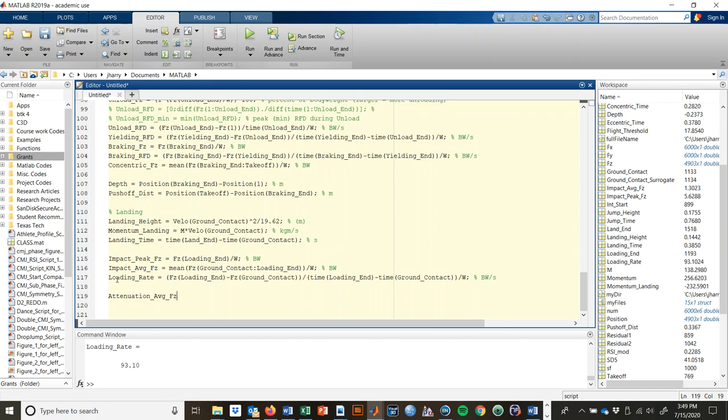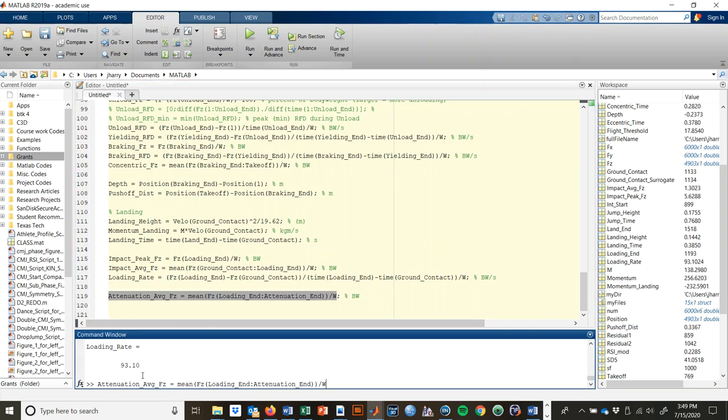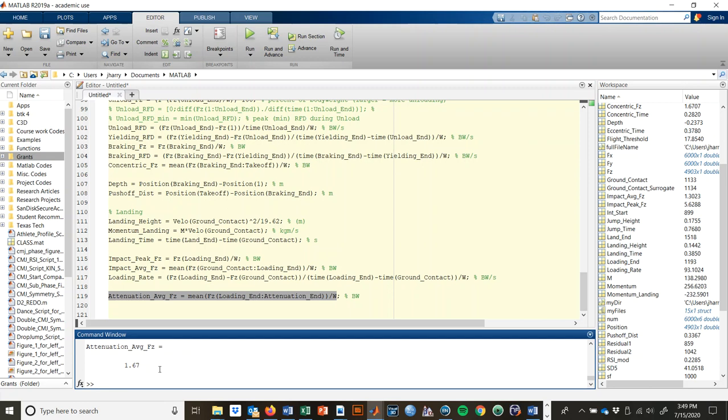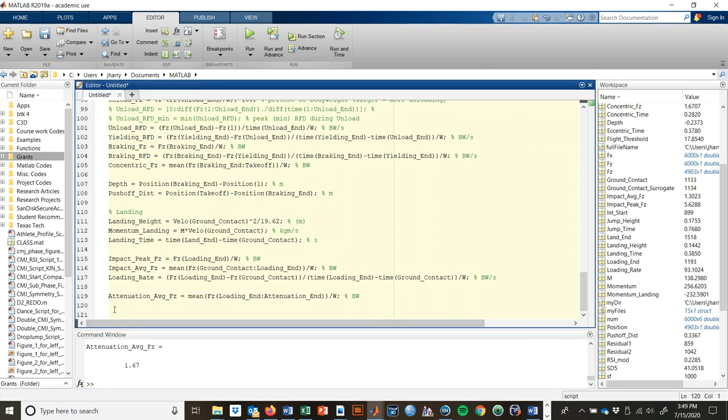So let's just do that. That's going to be the mean of the FZ between loading and attenuation. And we'll divide that by weight to get that in units of body weight. All right, so the average attenuation was 1.67.